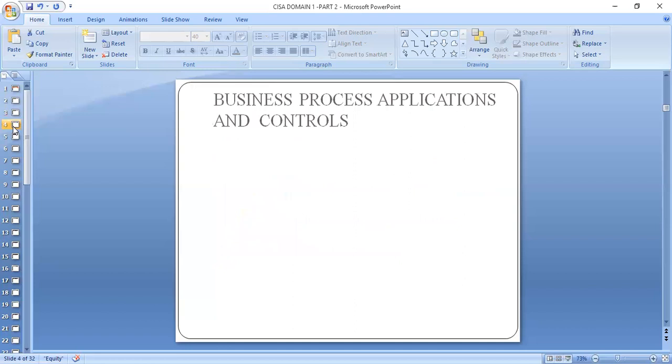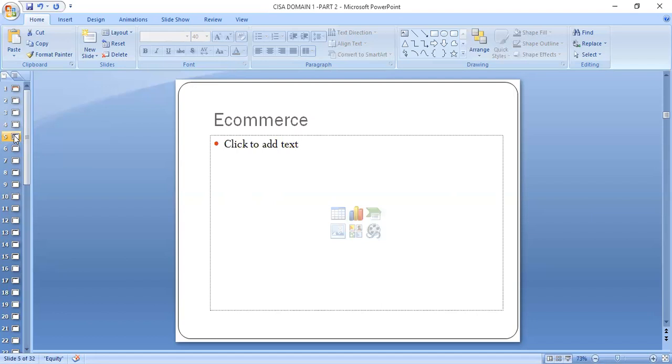Business process applications and controls. This is definitely one of the most important topics in Domain 1. ISACA expects you as an IS auditor to be familiar with business processes. There will be a lot of questions that test whether you understand the importance of business processes. If you don't understand the business process, how are you going to audit it? How are you going to audit the applications and the technology driving those processes? So before the technology, we look at the process. There are some business processes that CISA expects us to be familiar with.